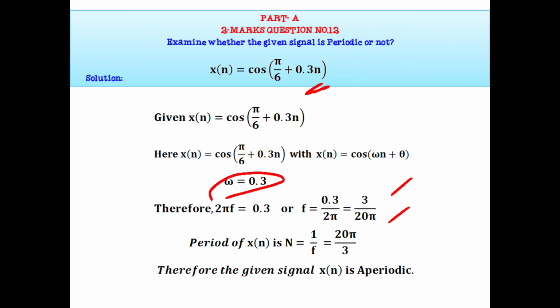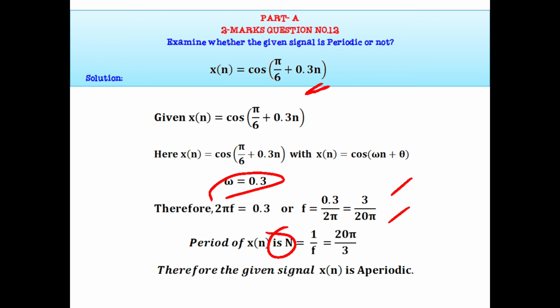So what is the period of x of n? Since this is a discrete time signal, we should denote it by capital N. N is the reciprocal of frequency, which is equal to 1 by f. So 1 by f is equal to 20 pi divided by 3. Therefore the given signal x of n is aperiodic.